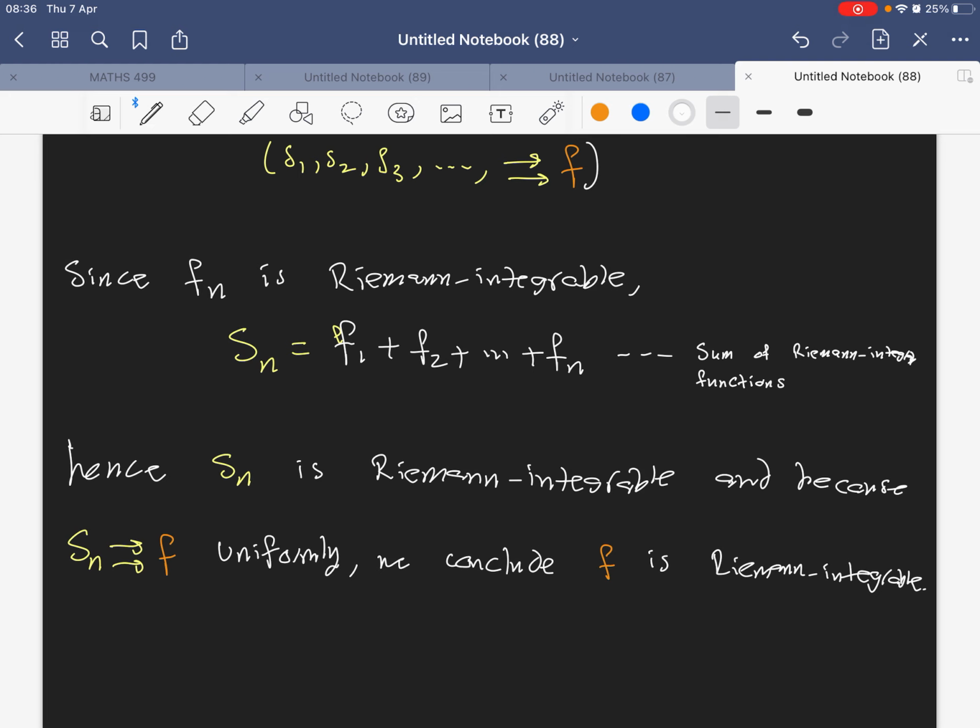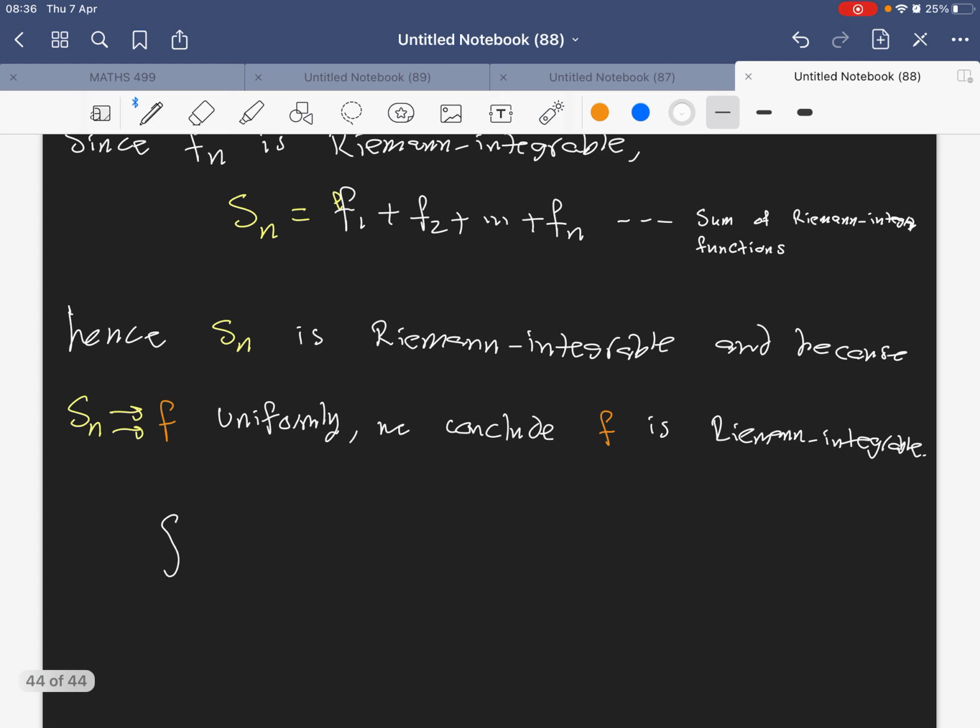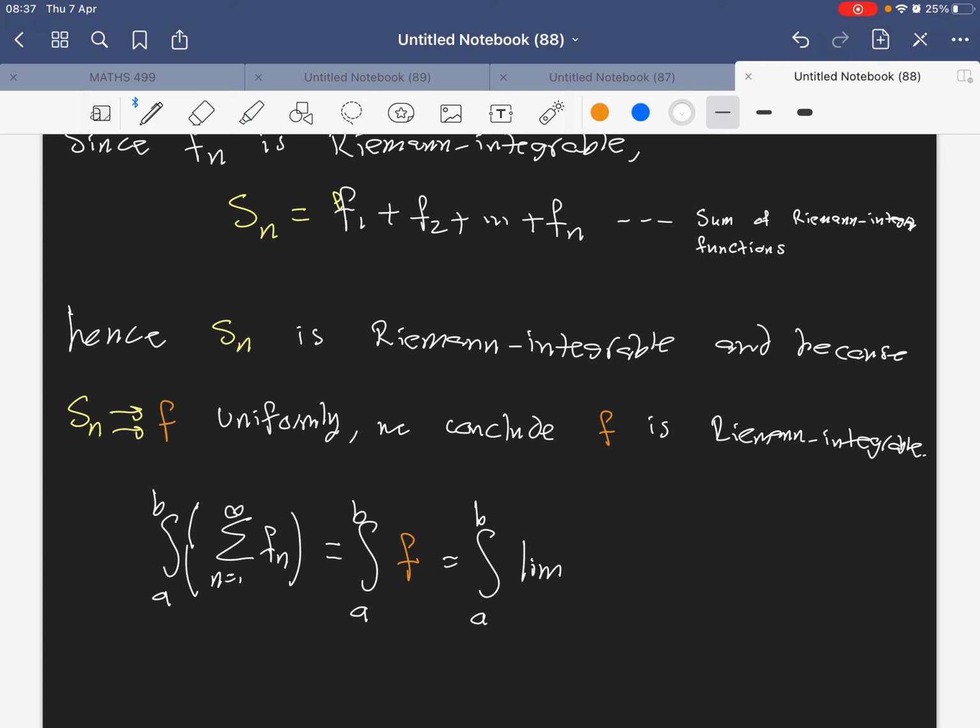Okay, let's do the left hand side. So if we do the integration of the infinite sum, first of all, what is this? Now, if you remember, this one is very easy. This is just f. It is the limit of Sn. So let me write it down. This is just the limit of Sn.